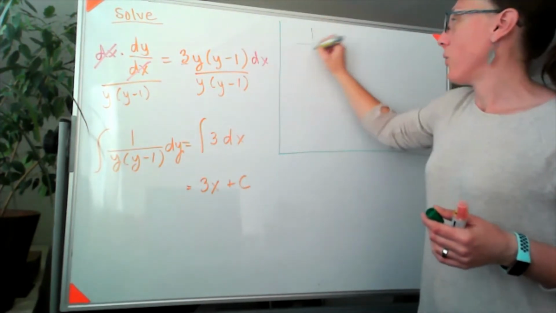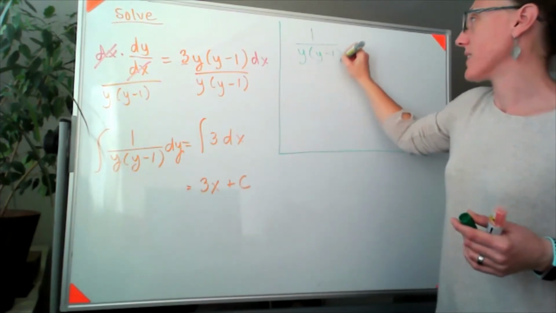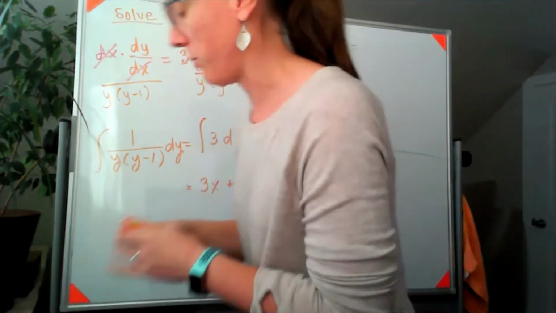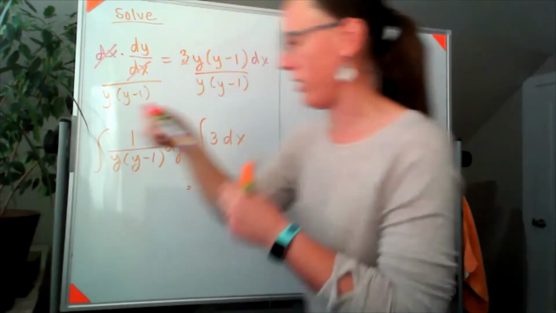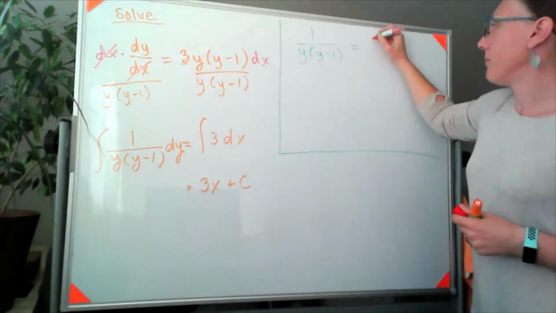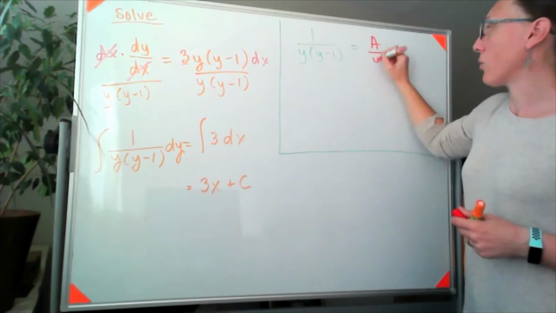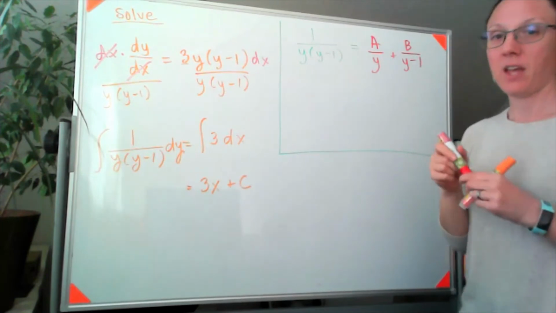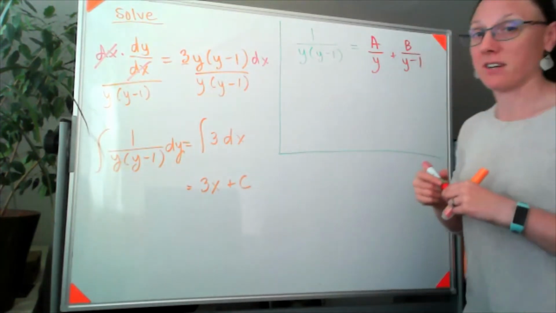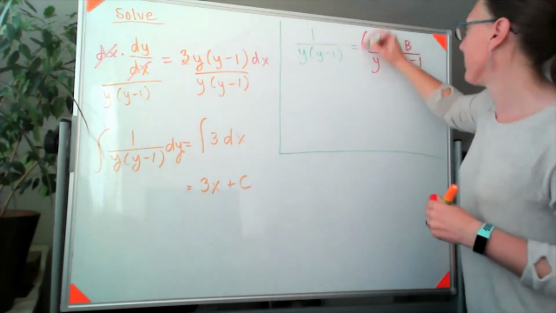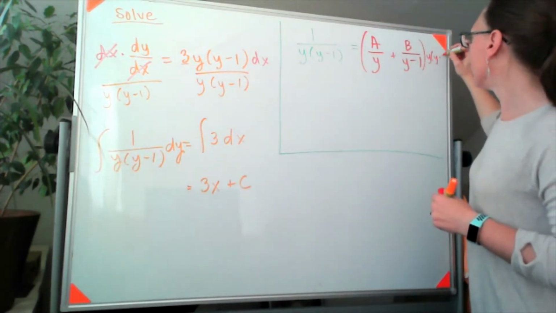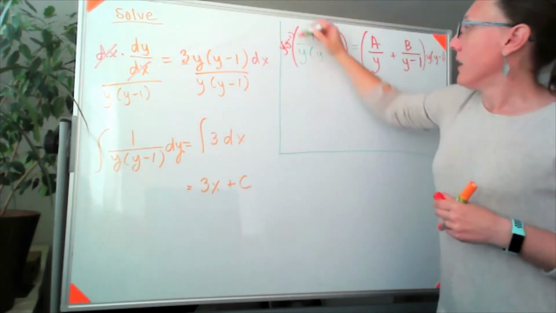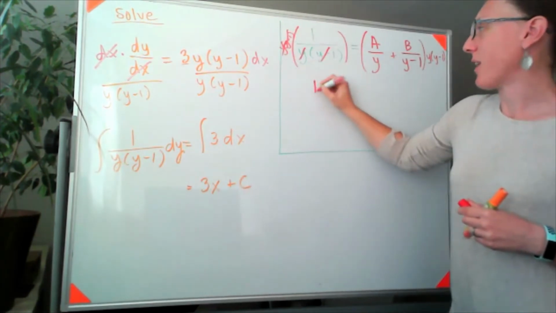So I'm looking at 1 over y times y minus 1. And if we're going to do partial fractions on that, the green is not showing up super bright on my screen. I don't know if it's showing up better for you. Let me try red. I'm going to break that up as A over y plus B over y minus 1. If I multiply both sides by that common denominator of y times y minus 1, and over here, stuff cancels out and I'm left with a 1.